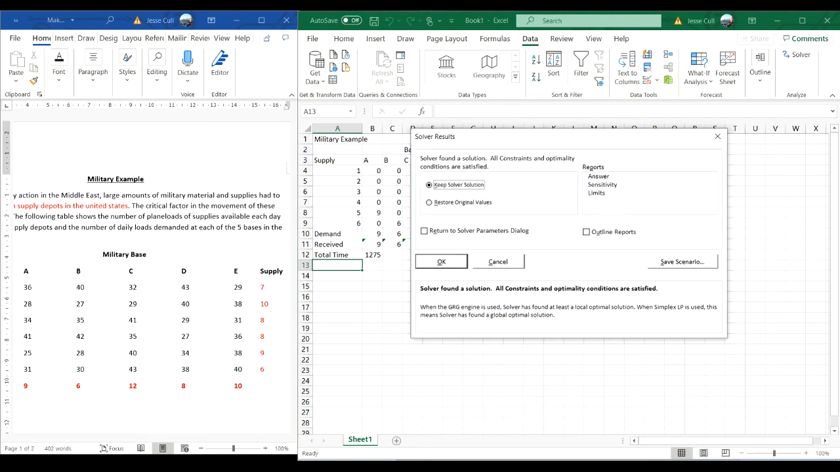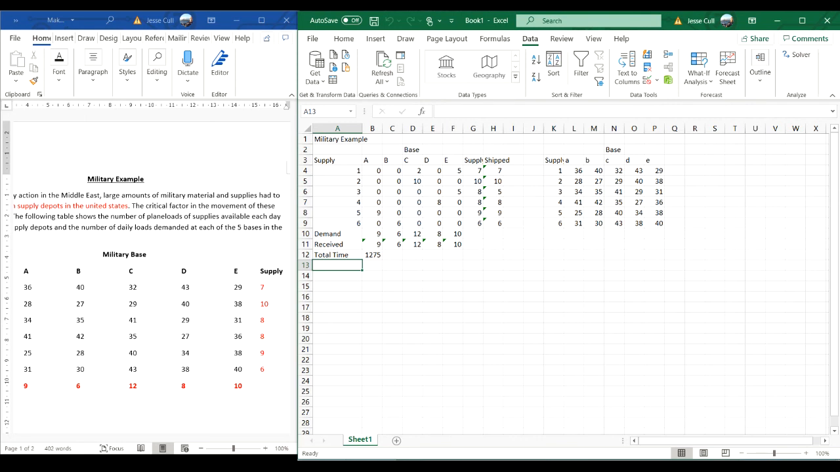Solver found a solution. All constraints and optimality conditions are satisfied. So let's hit OK. We see here 7 were supplied, 7 shipped, 10 supplied, 10 shipped, 8 supplied, 5 shipped, same as we saw last time. And again, these are all equal. All of our demand was satisfied, and it will be because we're throwing 3 in the garbage, we will have the exact same total as we had previously, $1,275.